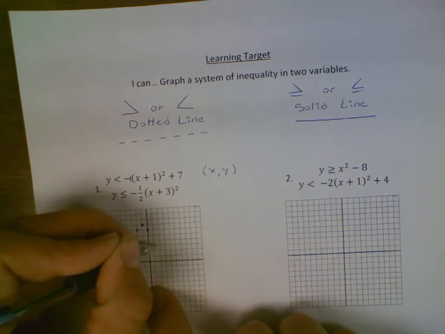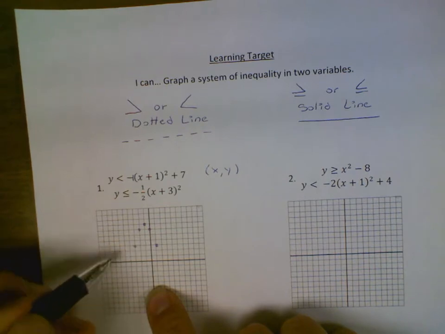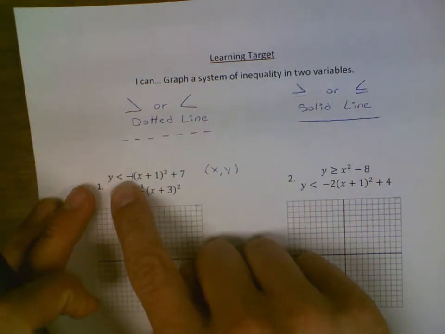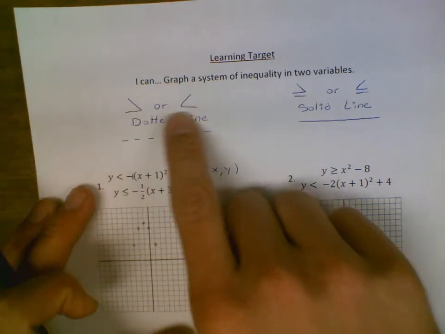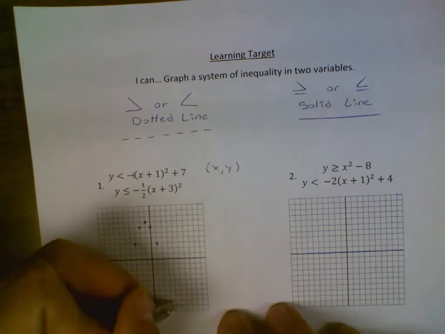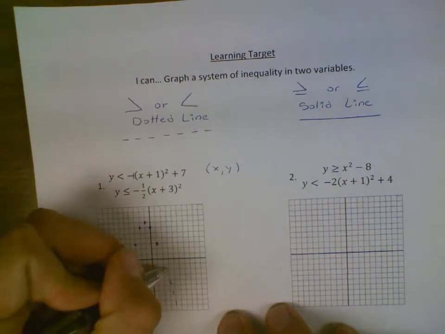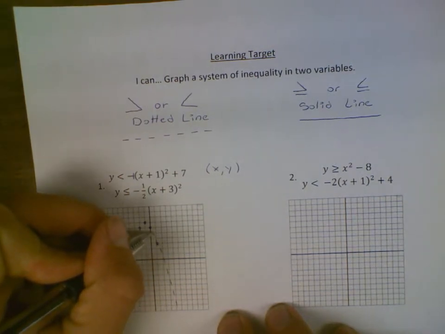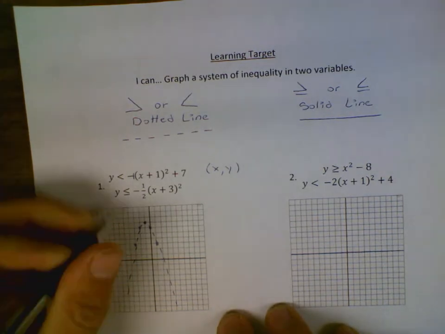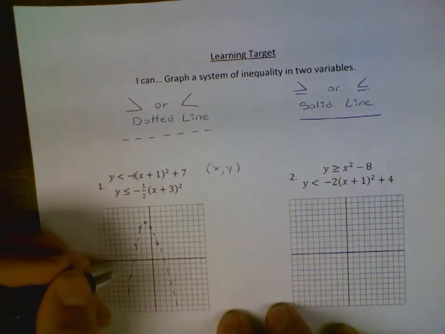Okay. Once I have the points of my parabola, I then see that it's just a less than sign. Remember that for greater than or less than, if there's no equal to, we use a dotted line. The dotted line is indicating that the line itself does not include solutions. So there are no solutions to this inequality on this line.